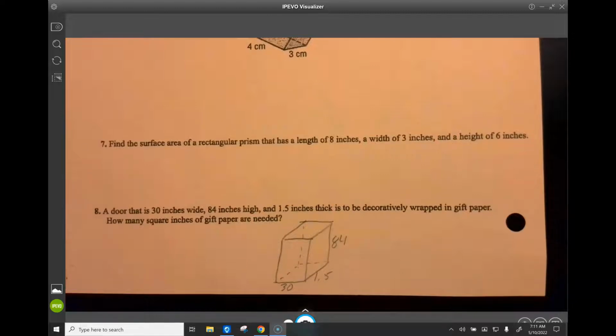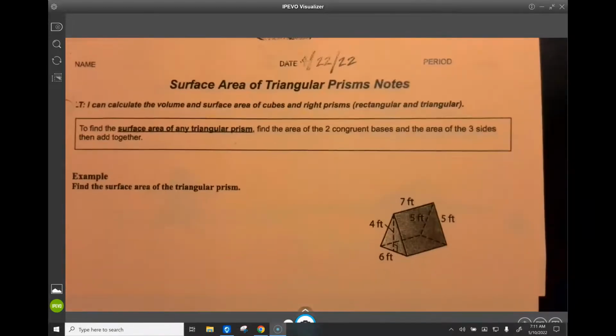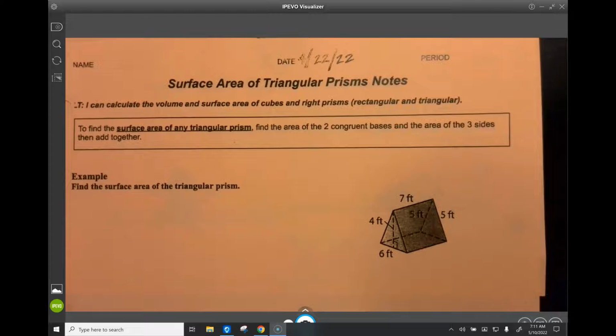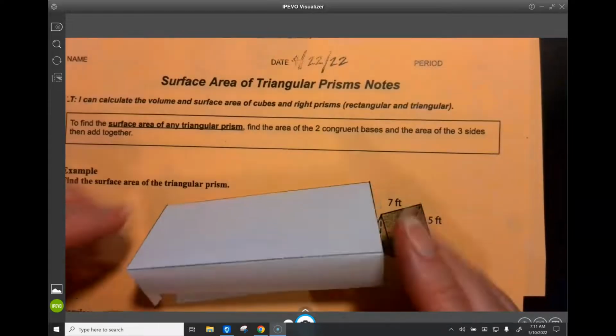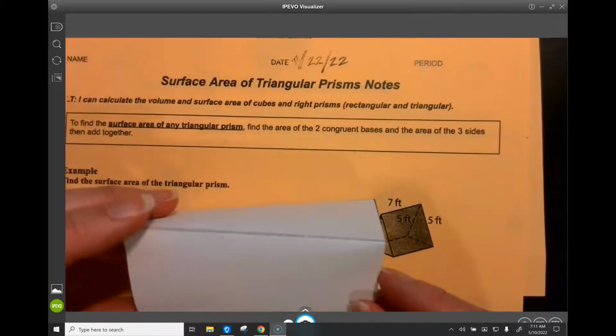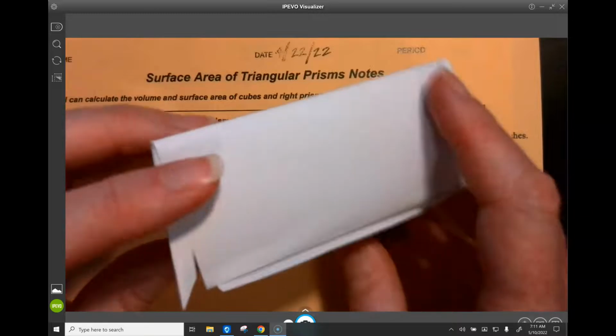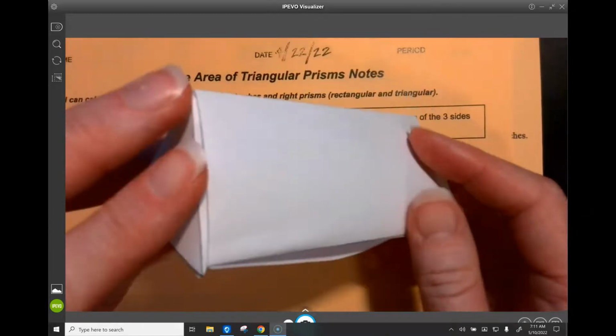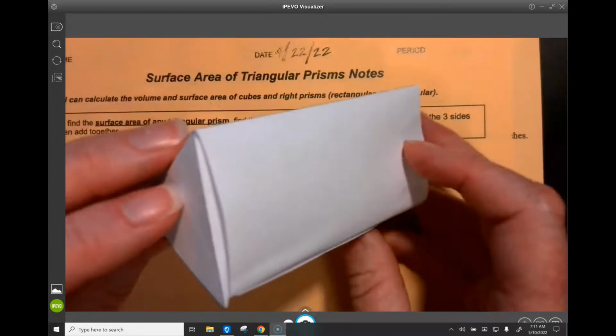Okay, let's look at triangular ones. Now a triangular one, I could not find anything at my house that looked like a triangular prism. So I'm going to show you, I printed one off. And I'm going to show you what it looks like. This is not perfect by any means, but it'll give us the idea.